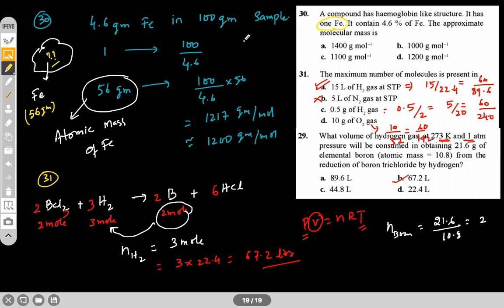Now the question is what? It contains 4.6% of Fe. Means if the mass of iron is 4.6 gram, the mass of the sample is 100 gram. Percentage means this only. So what is the mass of the sample if the mass of iron is 56? That is what we need to find out. So 4.6 is to 100, 1 is 100 by this, 56 is this, which is this.